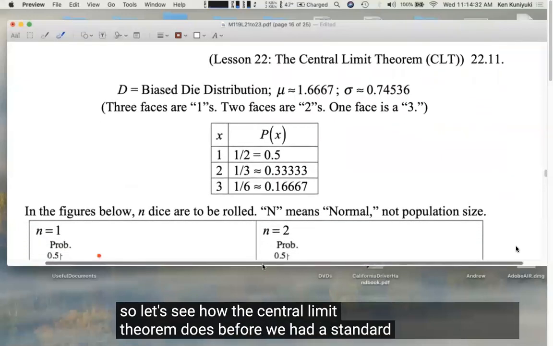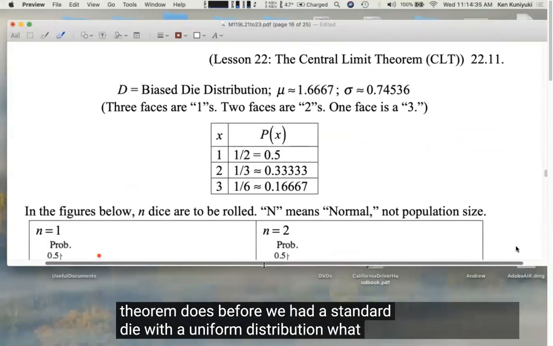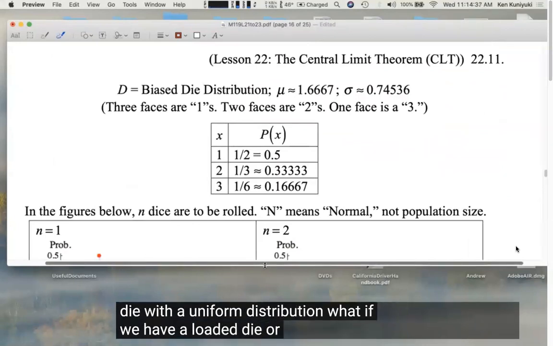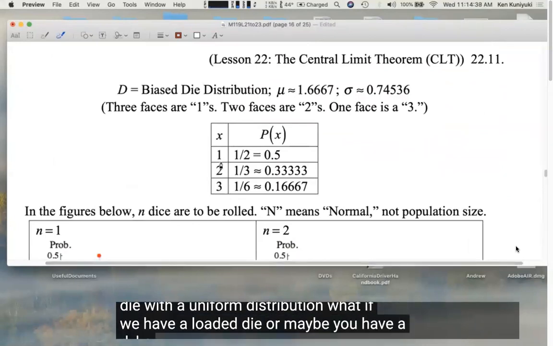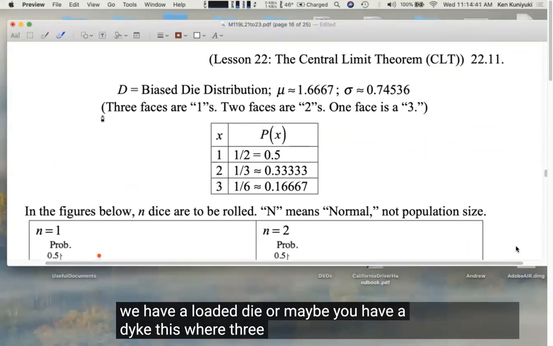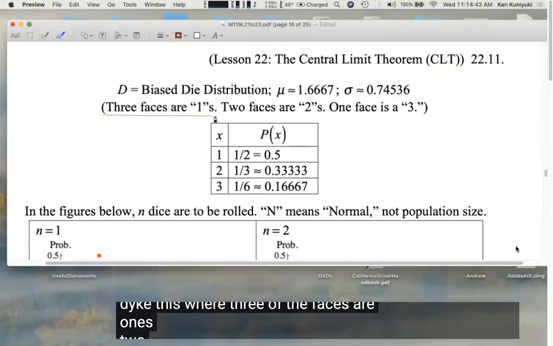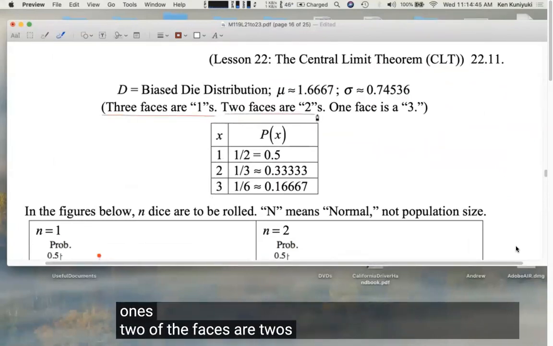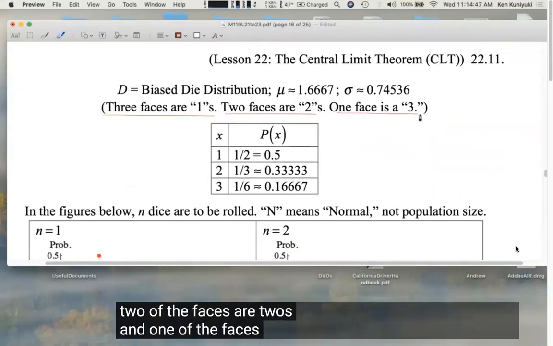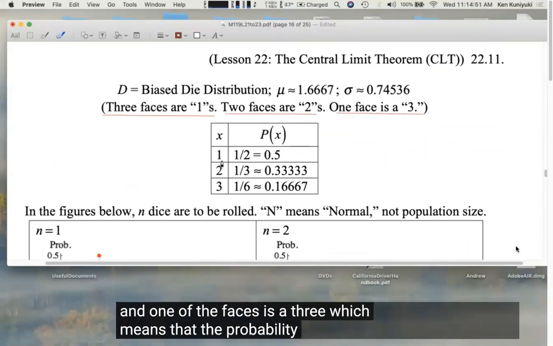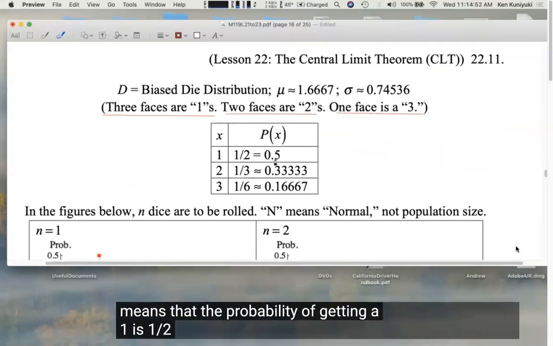Before, we had a standard die with a uniform distribution. What if we have a loaded die? Or maybe you have a die like this, where 3 of the faces are 1s, 2 of the faces are 2s, and 1 of the faces is a 3. Which means that the probability of getting a 1 is 1/2, the probability of getting a 2 is 1/3, and the probability of getting a 3 is 1/6.